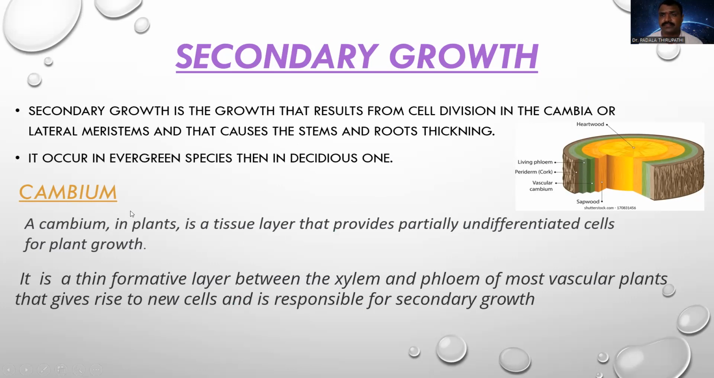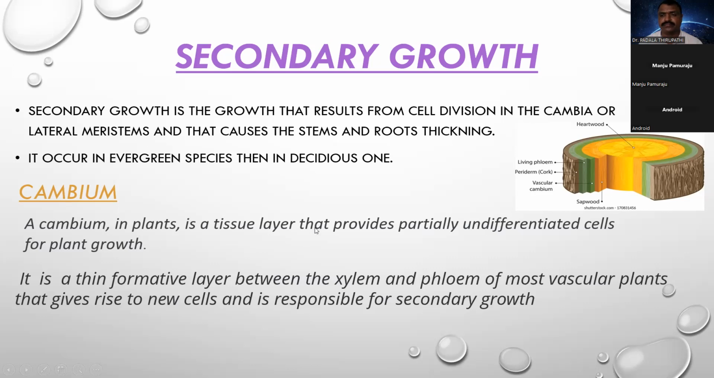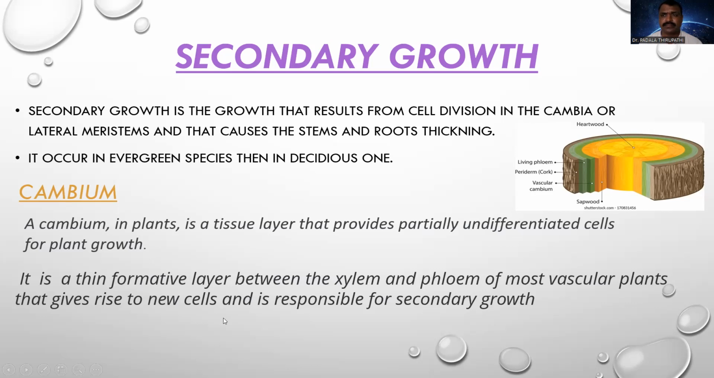Generally, cambium in plants is a tissue layer which provides partially undifferentiated cells for plant growth. This cambium is present in the vascular bundle region, that is, in between the xylem and phloem. It is a thin formative layer between the xylem and phloem of most vascular plants, which gives rise to new cells, and it is responsible for secondary growth.